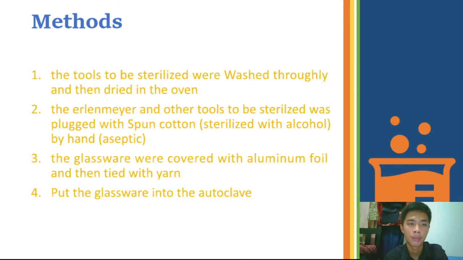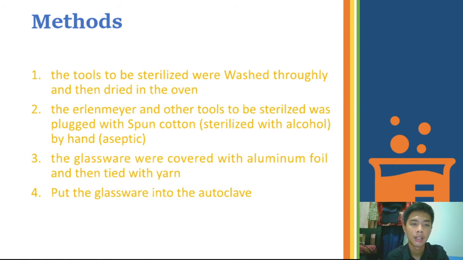On this page, I will tell you about the methods to sterilize the glassware. Before that, there are two steps to sterilize the glassware. The first step is the methods before we put the glassware into the autoclave, and the second step is the method of using an autoclave. Alright, for the first step, the first thing you have to do is: the tools to be sterilized are washed thoroughly, and then dried in the oven.